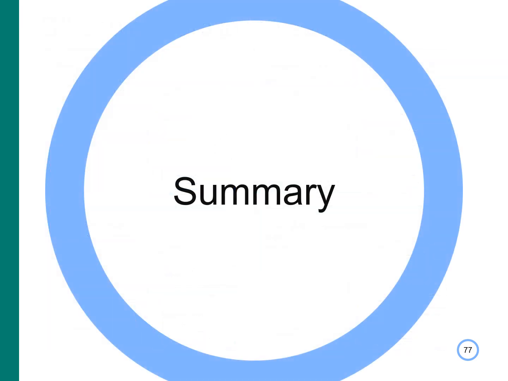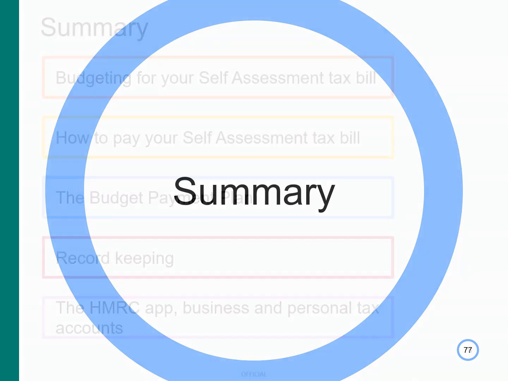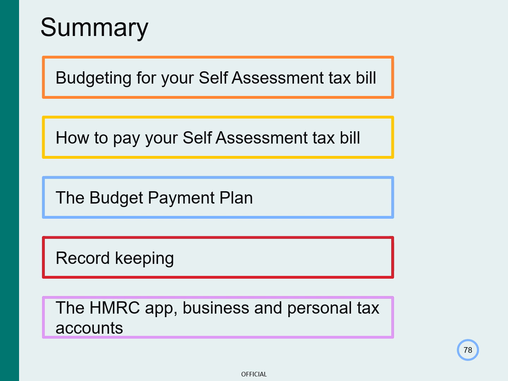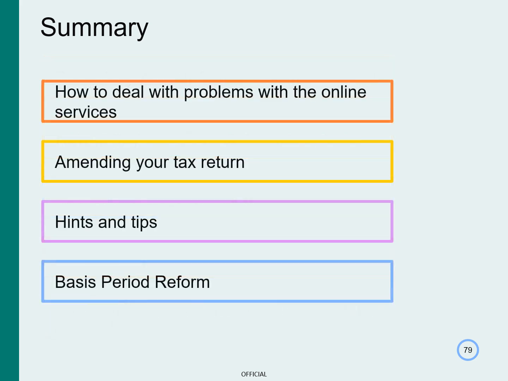We're nearly at the end of the webinar now. Here's a summary of what we've covered today. In today's webinar, we've looked at budgeting for your self-assessment tax bill, how to pay your self-assessment tax bill, the budget payment plan, record keeping, and the HMRC app, business and personal tax accounts. We also covered how to deal with problems with the online services, amending your tax return, hints and tips, and basis period reform.